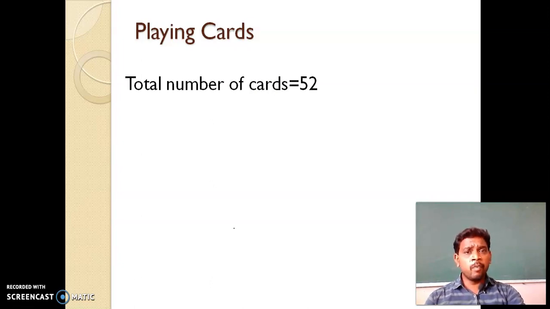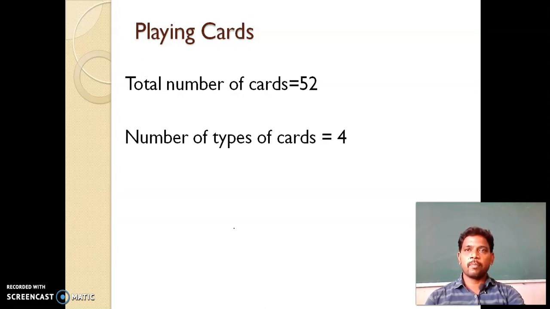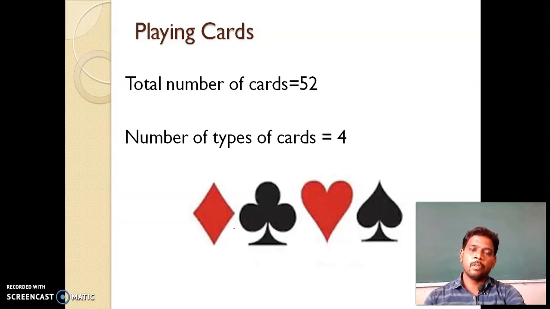We can split all the 52 playing cards into 4 types of cards. 4 different types of cards are there. What are they? These are the 4 different types of 52 cards. The first one is diamond, the second one is club, the third one is heart, and the fourth one is spade. So these 4 different types of cards are there in the 52 cards.